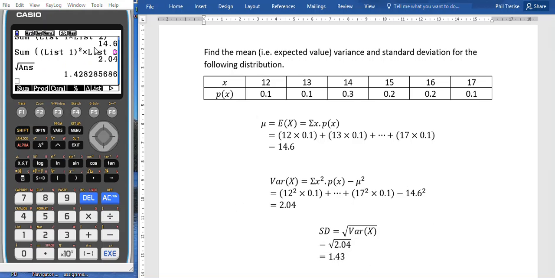The important bit about this video is how to store the data in lists to simplify your calculations the way I showed here.